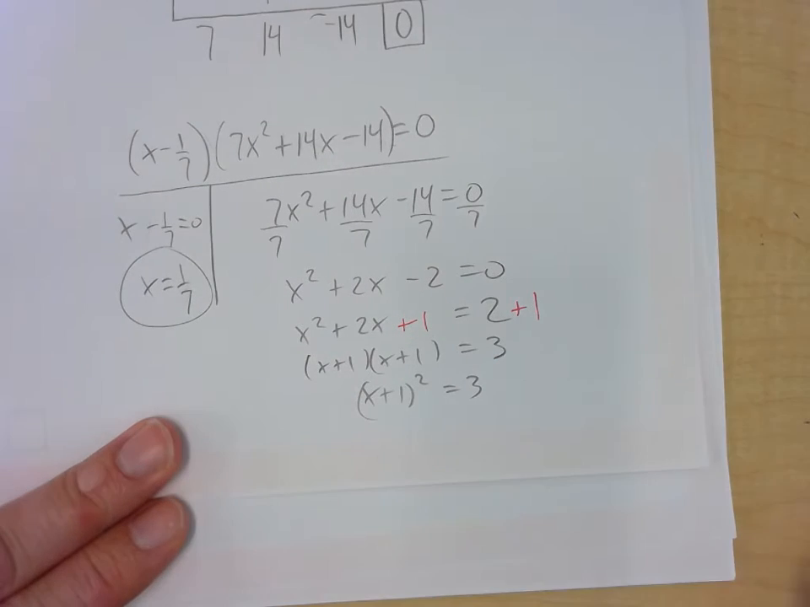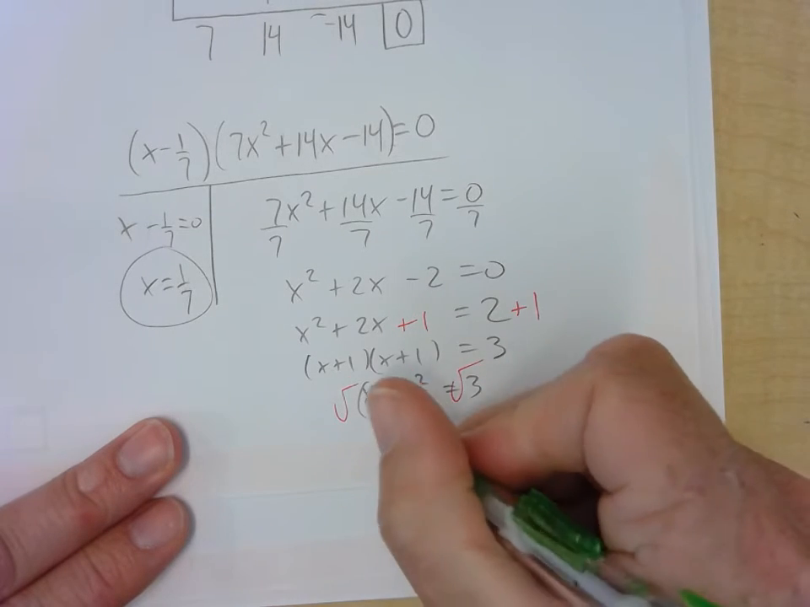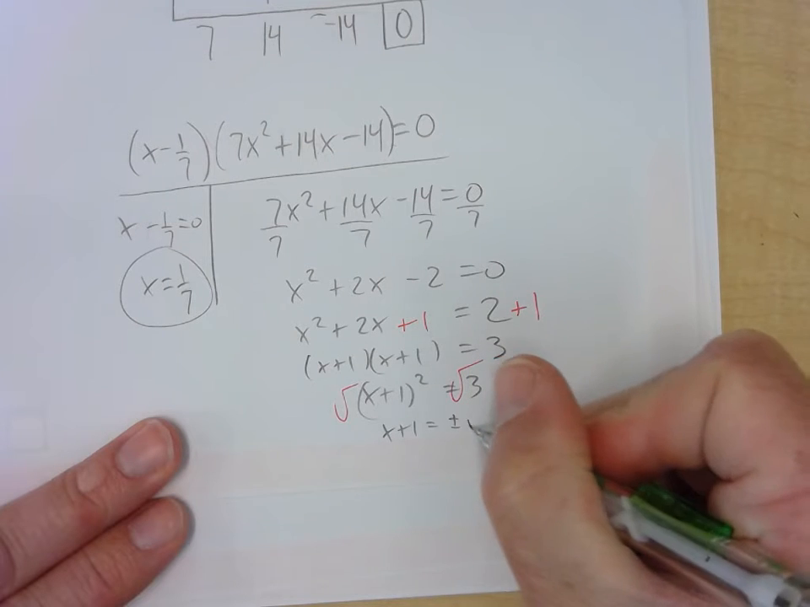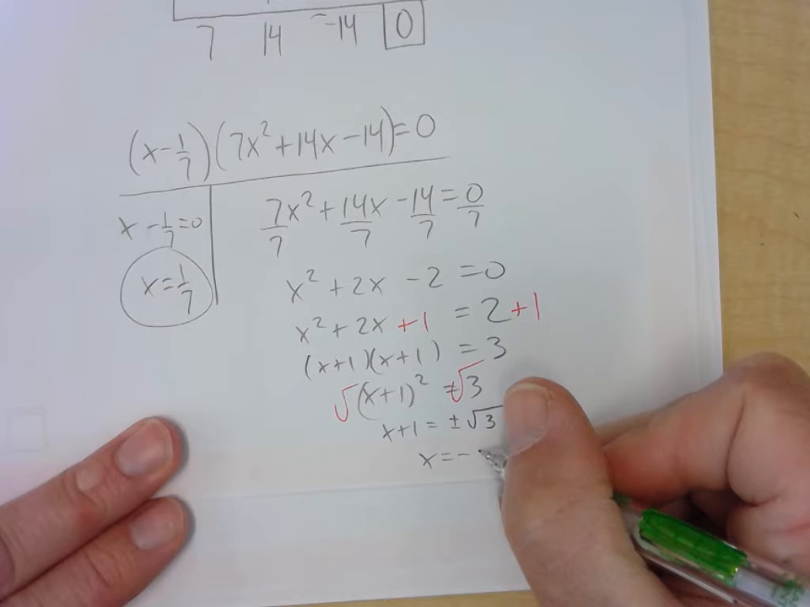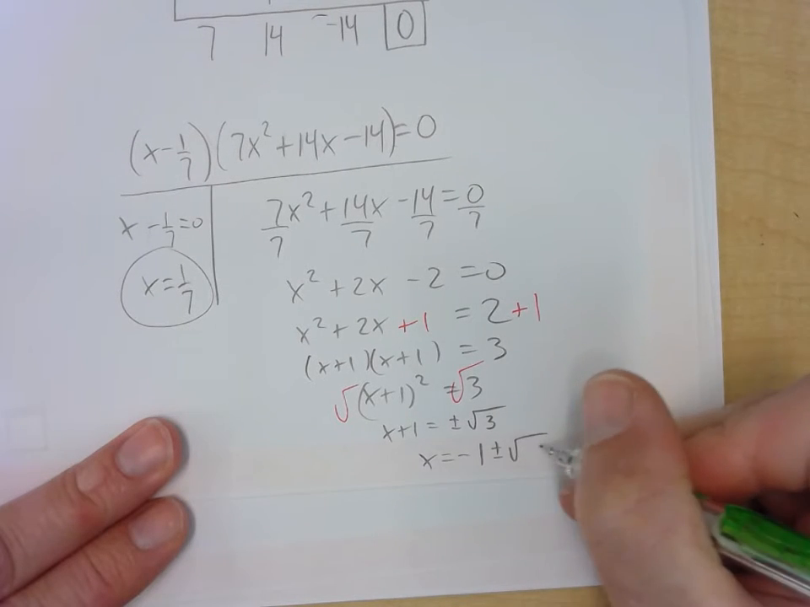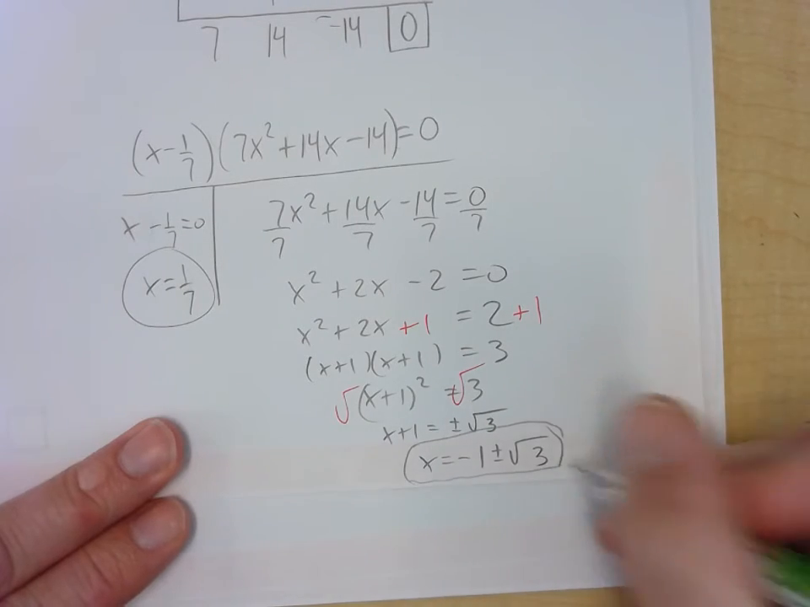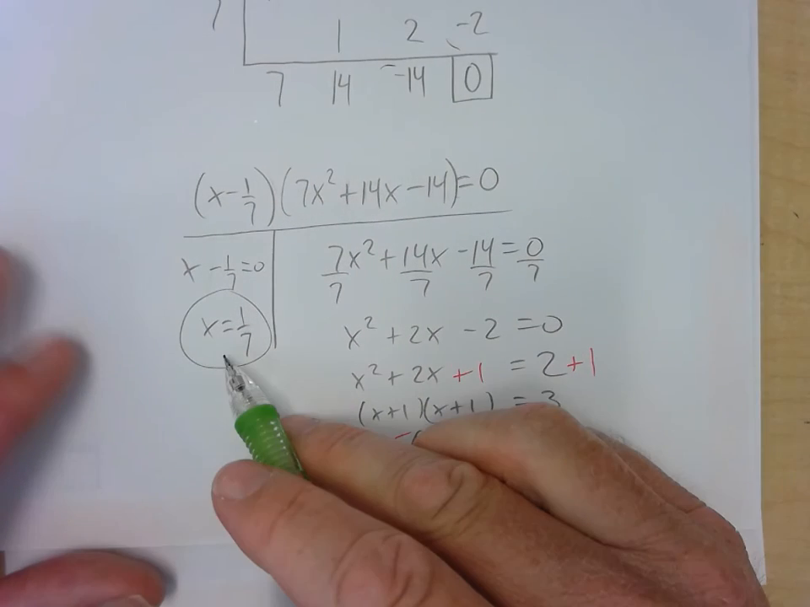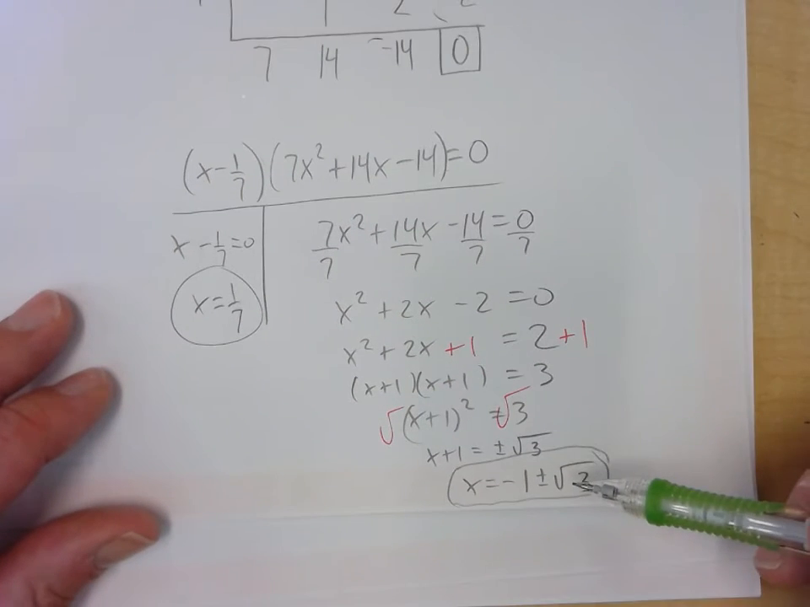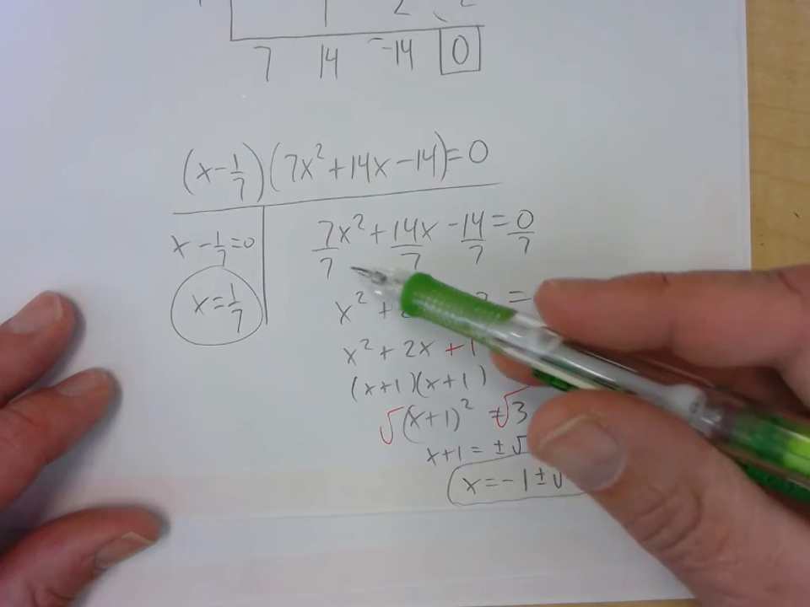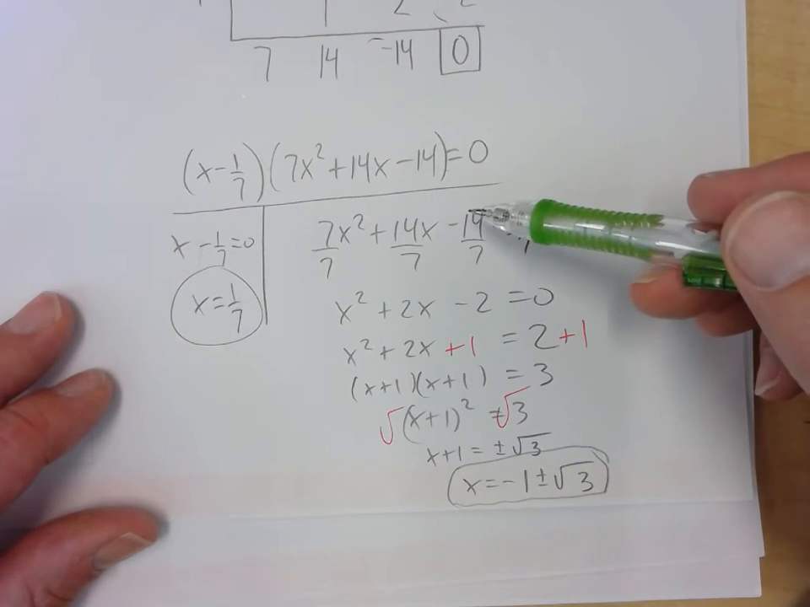Now I take the square root of each side. Boom, boom. Don't forget the plus minus. X plus 1 is equal to plus or minus square root of 3. Subtract the 1 over. X equals negative 1 plus or minus the square root of 3. And that's my other two solutions. But notice the P over Q thing, it found the one solution that's rational, and then I created this quadratic, right? Because that shows me how it factors. I created the quadratic, then I had to solve the quadratic.